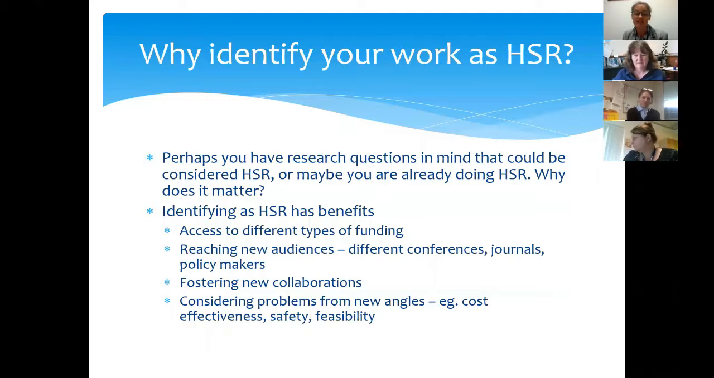So, one thing is it broadens your horizons in terms of where you look for opportunities. Perhaps giving access to different types of funding by looking at the funding categories that might be around health services research, or organisations that are willing to fund that type of research. It might be about reaching new audiences, and I think that previous example is a good one.